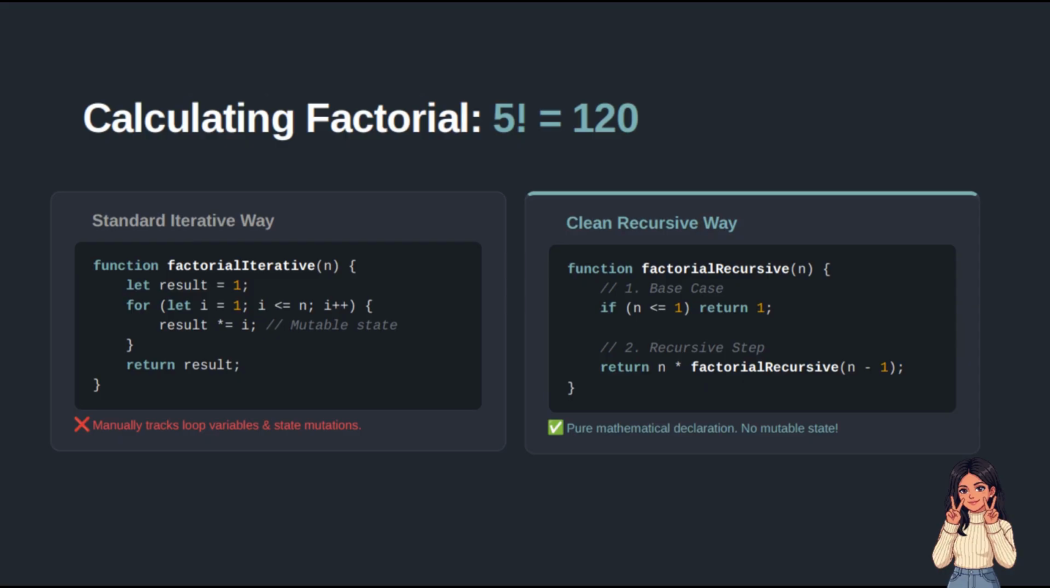Look at how clean that is. You don't need for loops and you don't need to manually update a result variable. First, we check our exit condition, that is this. This is the base case. When n drops down to 1 or 0, the function stops making additional function calls and returns the concrete value of 1. This stops the recursion and prevents a stack overflow. Next is the recursive step. Instead of updating a loop variable, the function multiplies n by the result of calling itself on a smaller subproblem.